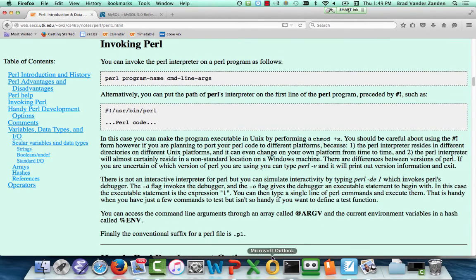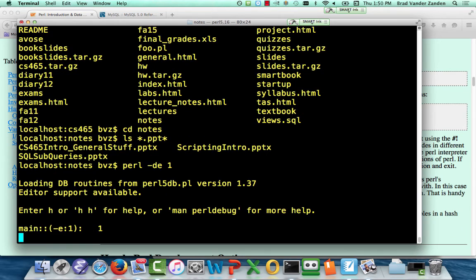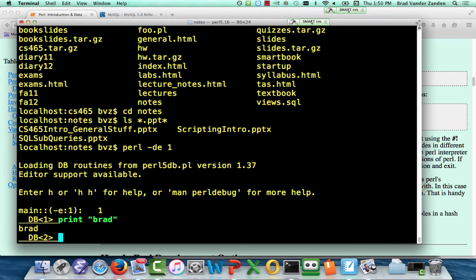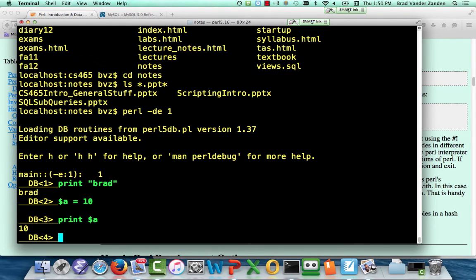You also can use it as a command line interpreter. So if you just do D for debug, and then E, which takes an expression, in this case 1, you get a command prompt. So then I can do things like experiment with certain commands. But it's only good for doing simple experimentation. It doesn't work well.